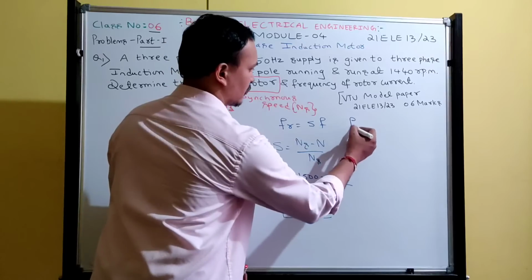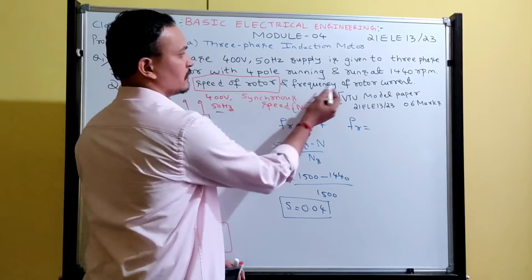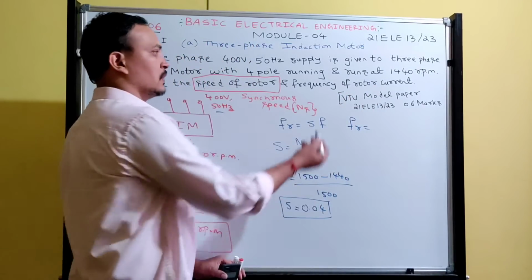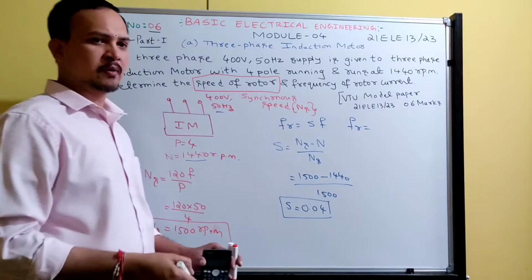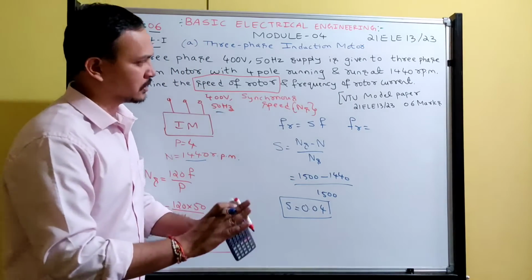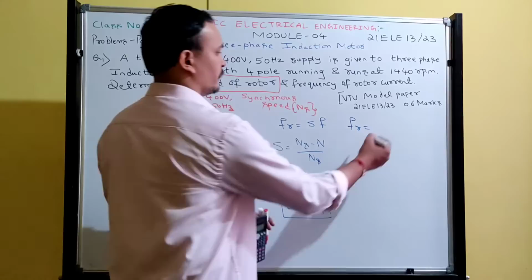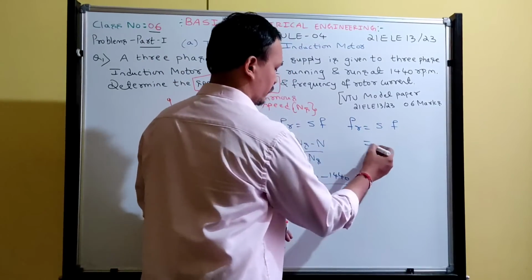So slip answer is this much. Now calculate fr. Frequency of rotor current is fr. If they ask frequency of rotor induced EMF, it is also fr. Frequency of rotor current is also fr. So fr is equal to s into f. What is the value of slip?